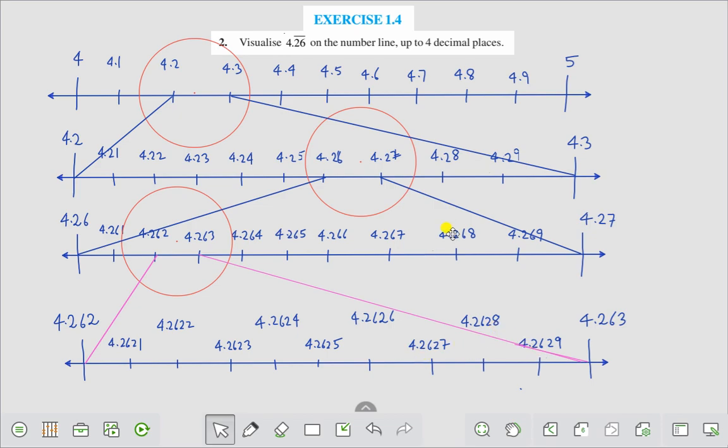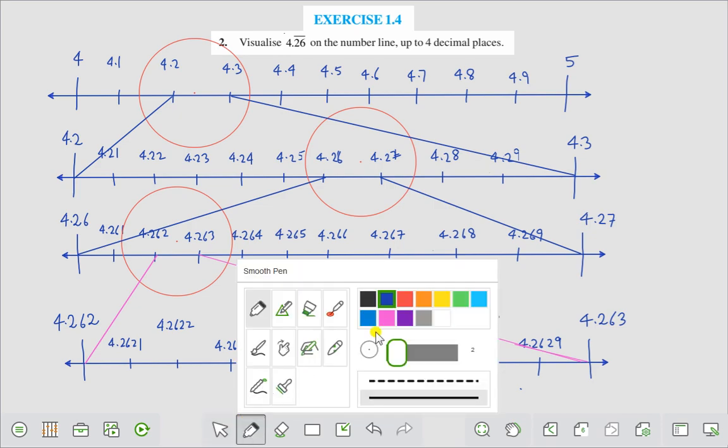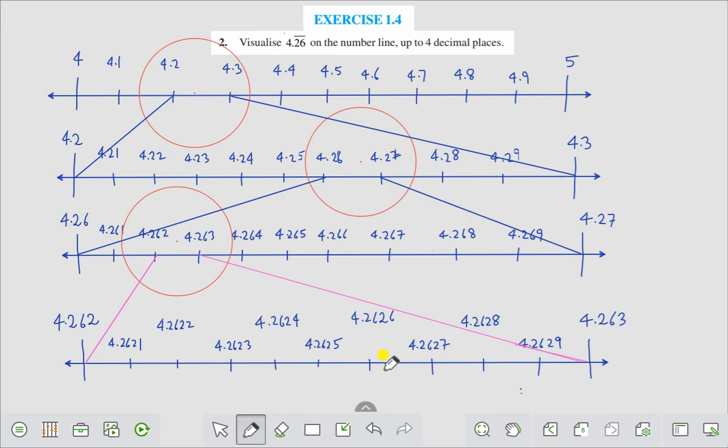Therefore, we are getting this number 4.2626. We are representing it. Which one is 4.2626? This is the point. This is 4.2626, right? That is, this point is 4.2626, that is, we got up to 4 decimal places, right?